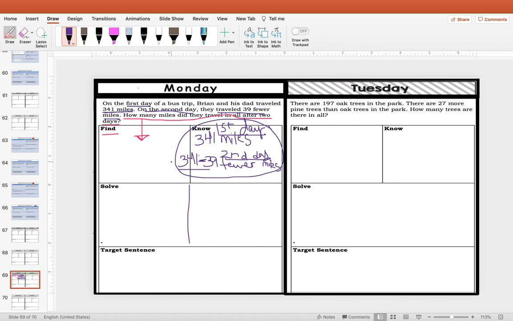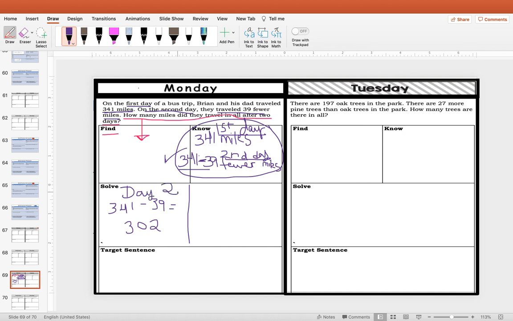So I'm going to do the first part, which is going to be this one, because we have this equation here and we can't really work with it. So we're going to do 341 minus 39. And I'm not going to go over exactly how to subtract, but I know that that's 302. So once I do that, I check it off. Then it said the first day that he traveled 341 miles. So this is going to be day 2.